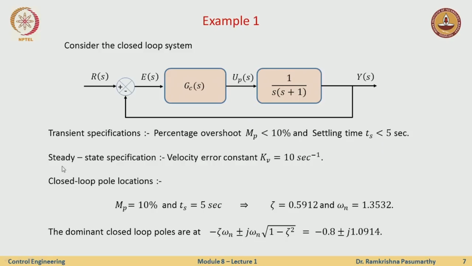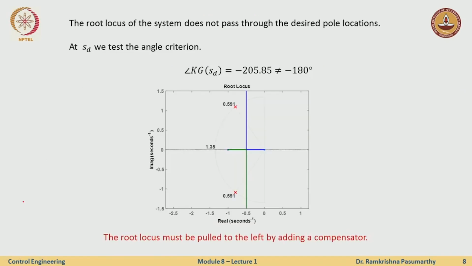And the steady state specification is in terms of the velocity error constant, that it should be less than 10. Okay, so let's first translate this into the locations of closed loop poles in terms of the dominant poles. So, Mp of 10%, I put it into the formula, Ts of 5 seconds, I put it into the formula, and I get these numbers. Theta is 0.59 and omega is 1.35. With these two numbers, I get the location of the dominant closed loop pole at minus 0.8 plus minus j 1.0914.